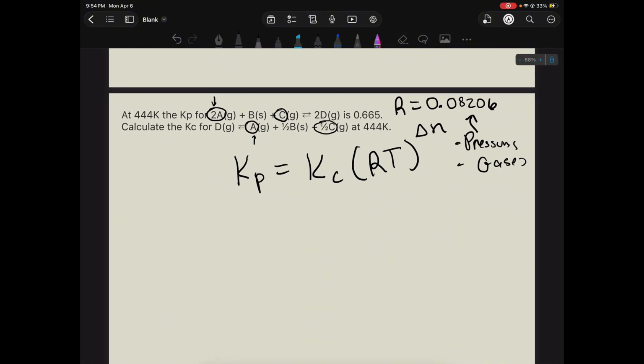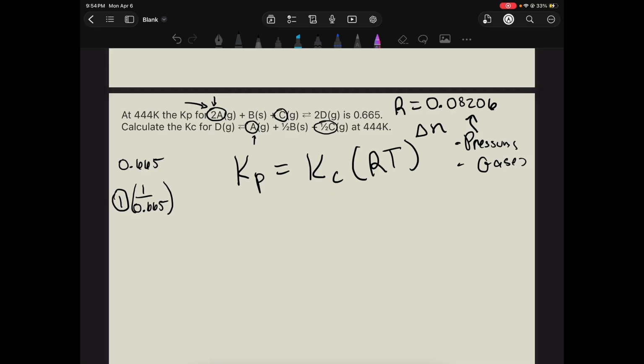So what do we now do with this information? We're given that the Kp value is 0.665 for this initial reaction over here. But now for this new reaction, we use this value, and our first step right here would be to flip the 0.665. So it would just be 1 over 0.665.